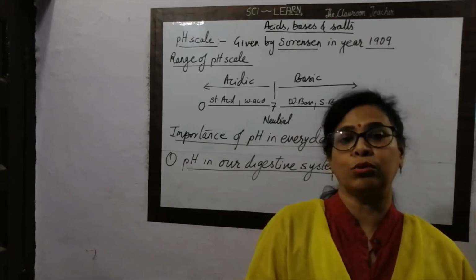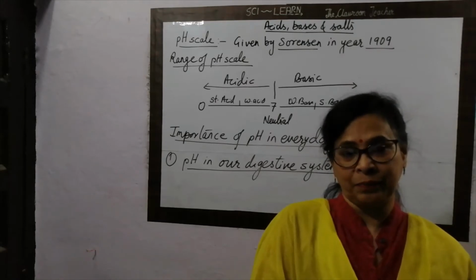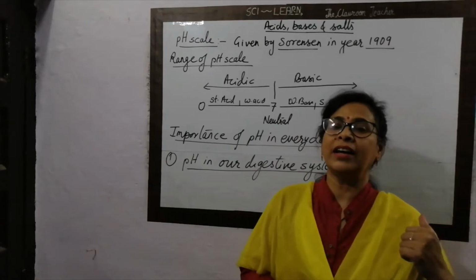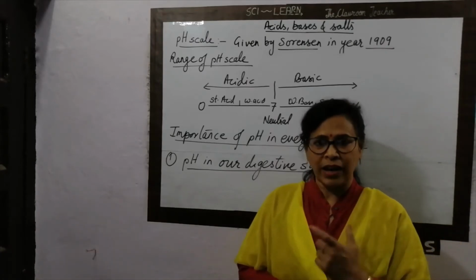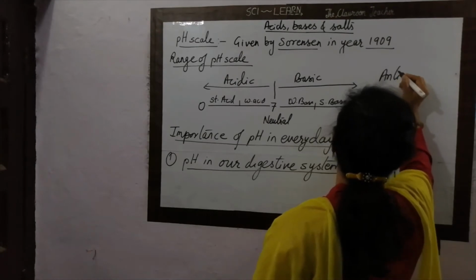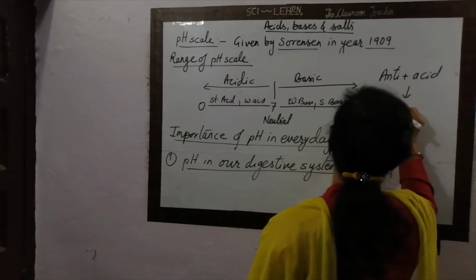What I have to do is neutralize the effect of the acid. In that condition, we use certain substances that are called antacids. Antacid, a simple word. Anti plus acid. When we combine it, we get antacid.